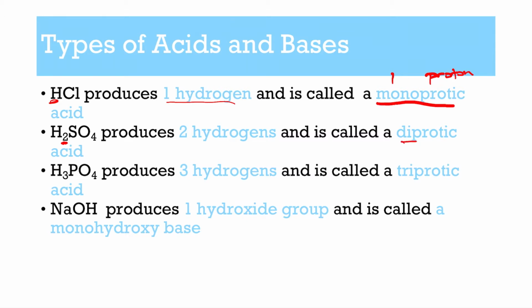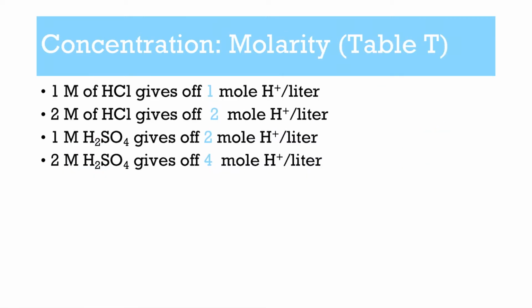H2SO4 produces two H's, so we call it diprotic. H3PO4 releases 3 hydrogens, so we call it triprotic. Again, we're looking at the H's in an acid. A base, if it releases one hydroxide group, we call it a monohydroxyl base. If it releases 2 or 3, you have similar names. So looking at the formula itself is necessary for these questions.